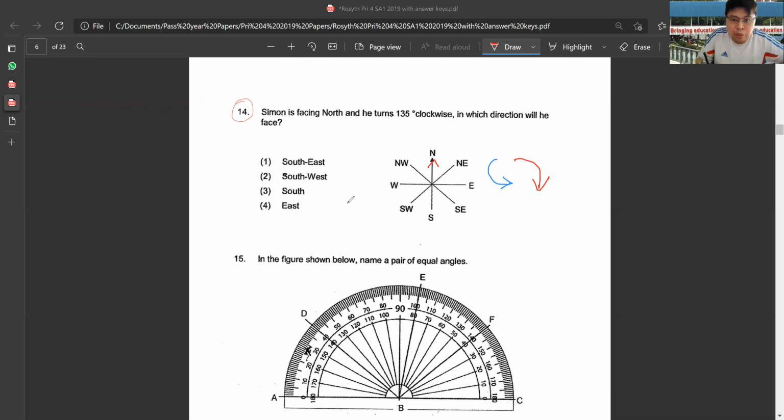Clockwise is red or blue? Red, right? Clockwise is red. So the blue is anti-clockwise. Yes, so clockwise is red.